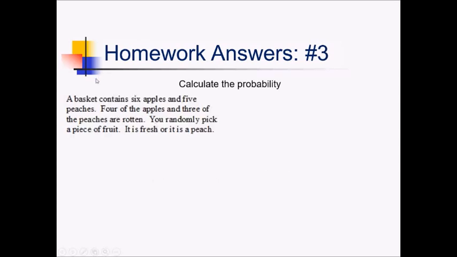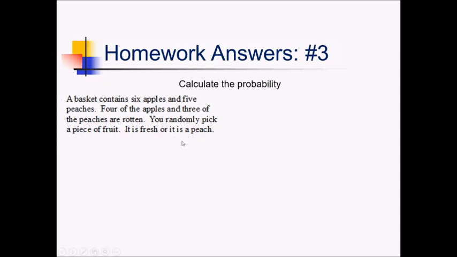For this situation, we have a basket with 6 apples and 5 peaches. 4 of the apples and 3 of the peaches are rotten. And then you randomly pick a piece of fruit. We want the probability that it's fresh or it is a peach. So is it possible for something to be fresh and a peach at the same time? Well, it is, because they said 3 of the peaches are rotten, and that's not all the peaches, so that implies that 2 of the peaches are fresh.